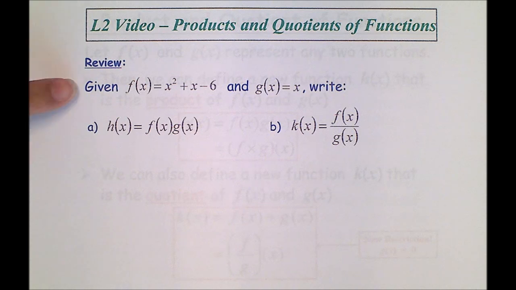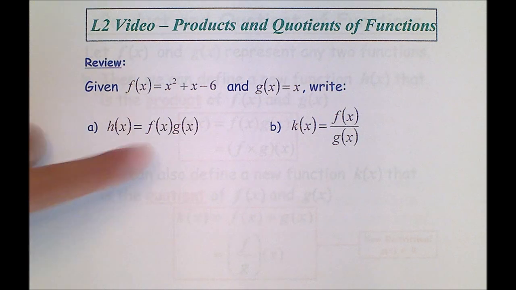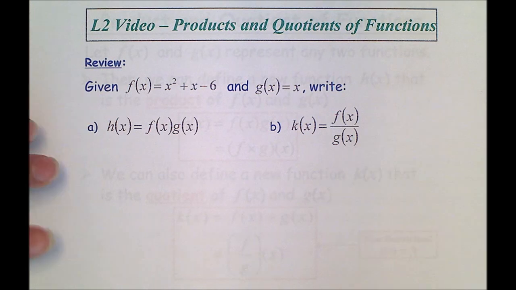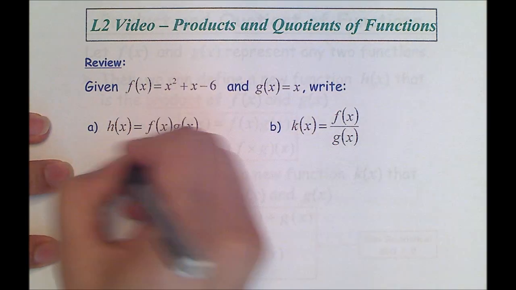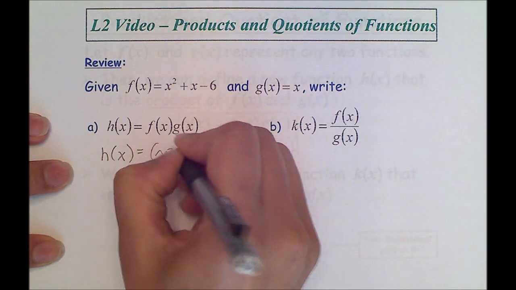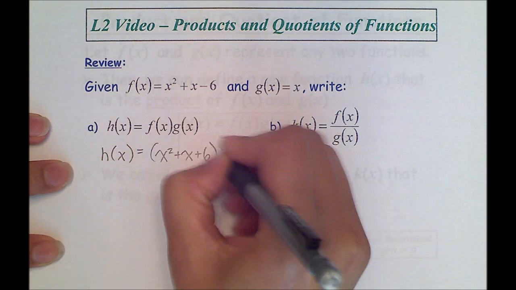So to review, given f of x equals x squared plus x minus 6 and g of x equals x, write h of x, which is the product of the two functions, and then we'll look at k of x, which is the quotient of the two functions. So we'll start by subbing in f of x and g of x. So f of x would be x squared plus x minus 6, and g of x was just x.